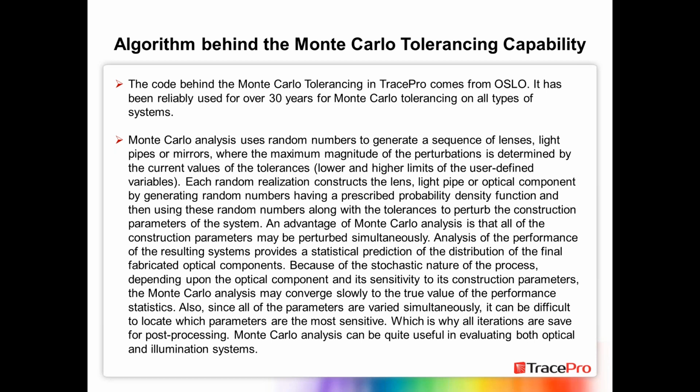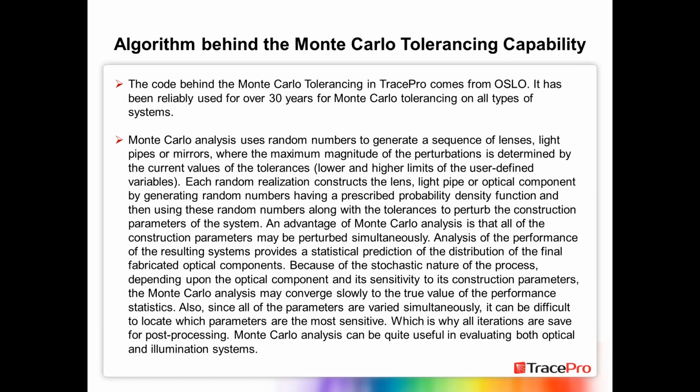Each random realization will construct the lens with those parameters, or the light pipe, or the optical component. And you're going to then do a full analysis in TracePro, where we're going to keep all the results for later post-processing and to show you what the full Monte Carlo analysis is graphically. So the advantage of using this Monte Carlo type analysis is that all the construction parameters are perturbed simultaneously. So for each iteration, you may have 5 variables, you may have 10 variables, all of them will be changed and you'll get a different result.